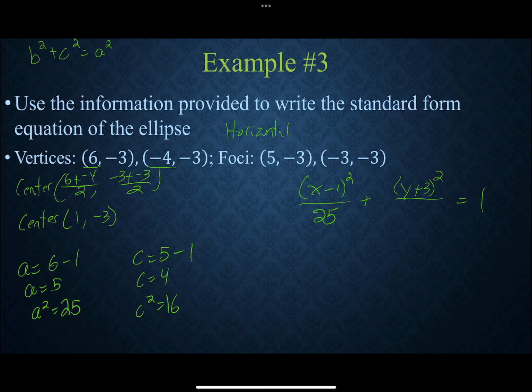That was the relationship between a, b, and c, and this is why we need that, because if I have a and c, I got to be able to find b. Or if I had b and c, I got to be able to find a. So we fill in, so b squared plus 16 equals 25, so that means b squared is 9. And there's our answer. And so far, these values have all been perfect squares for the a, b, and c.